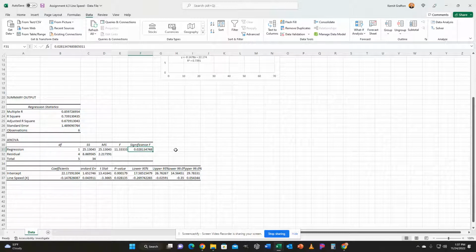And then the final question was, what is your interpretation about line speed? Is it going to have an increasing effect or decreasing effect or have no effect at all?